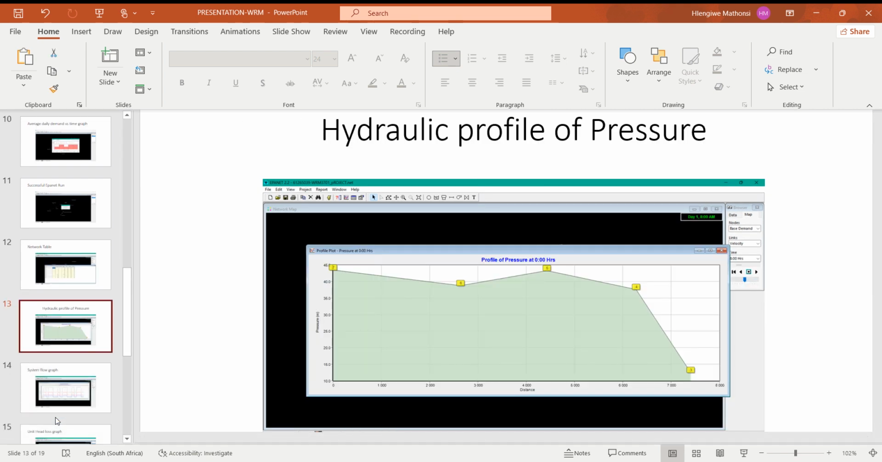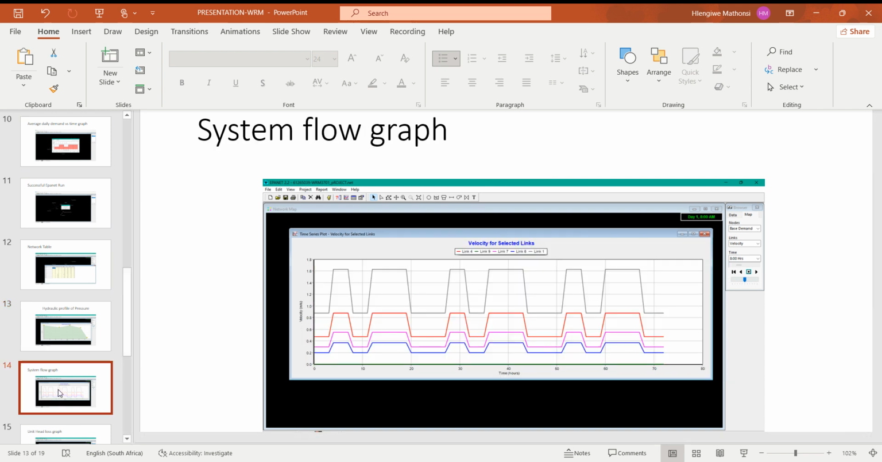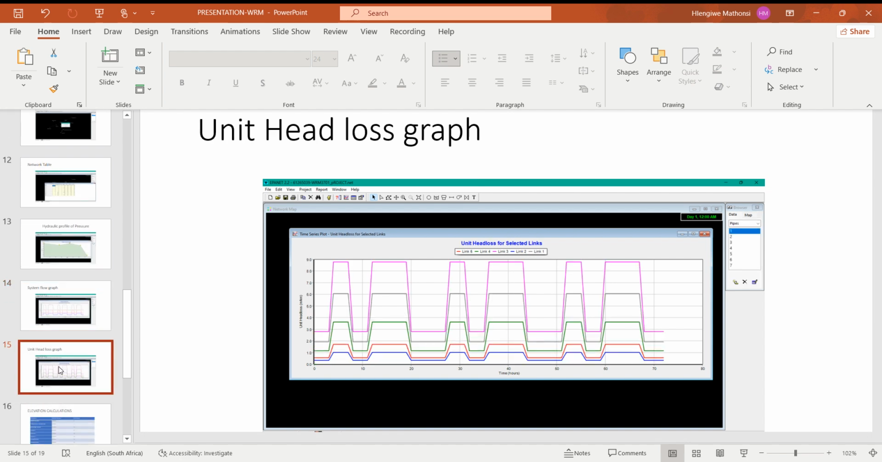And then we also have the hydraulic profiles of pressure at 0 hours, and this is what EPANET produced. We also did the system flow graph velocity for selected links. I just selected a few links here to show the velocity, how it varies from link to link. And I also did the unit head loss for selected links, and of course we had to ensure that the head loss is 10%.